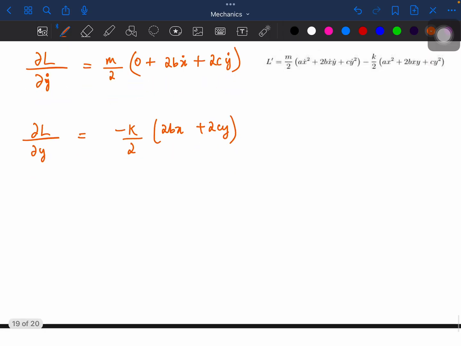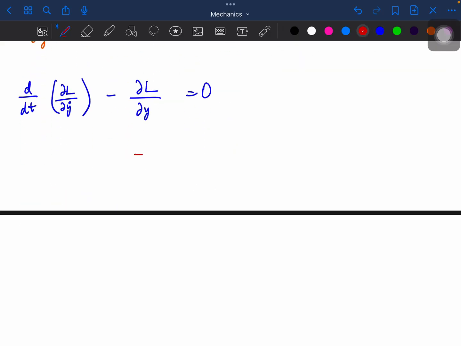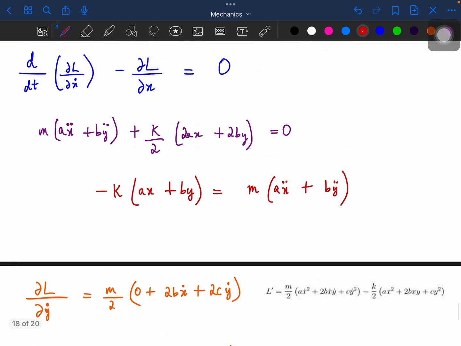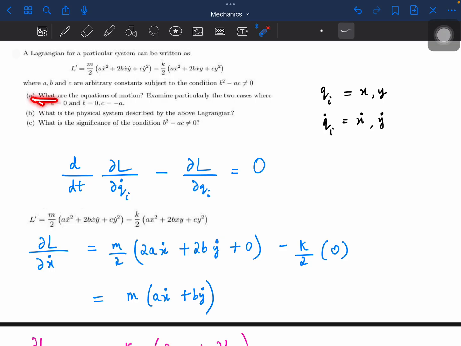And similarly, we form the Euler-Lagrange equation for this, which is d/dt of ∂L/∂y dot minus ∂L/∂y equals 0. If you substitute everything similar to that case, you will get this equation. These two are the equations of motion that are being asked in this question.